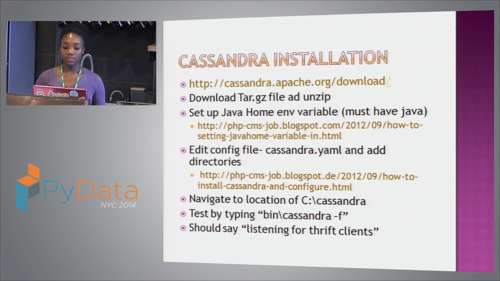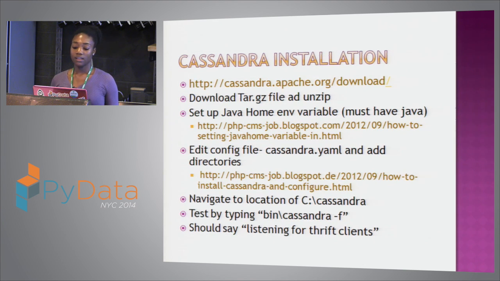How do you install Cassandra? So Cassandra has a website. There it is. There's a tar file. You just download it and a zip. That's a little typo there. You have to set up a home environment variable, and make sure you have Java 7 specifically. Then there's a YAML file that you have to edit. That's your config file. You just have to add your directories in there, and there's this link here that kind of details it more.